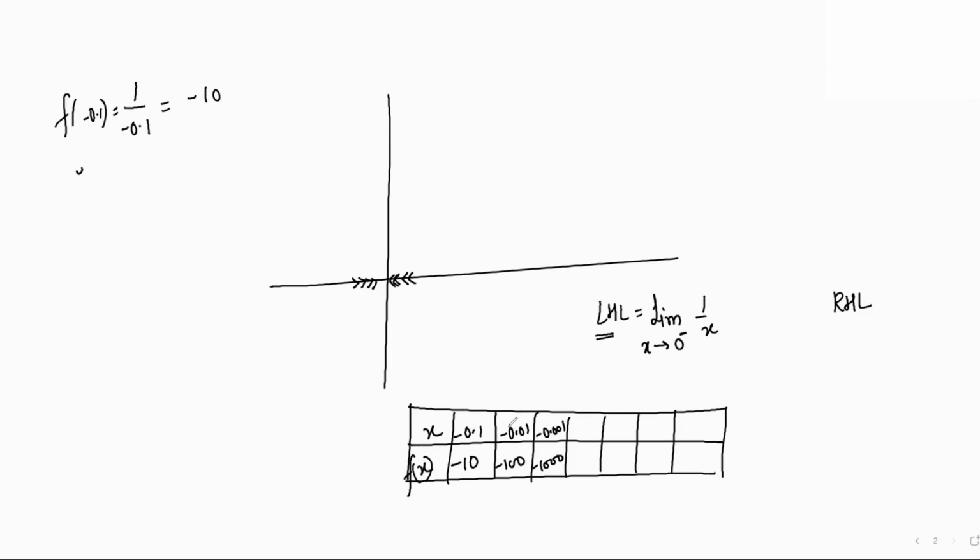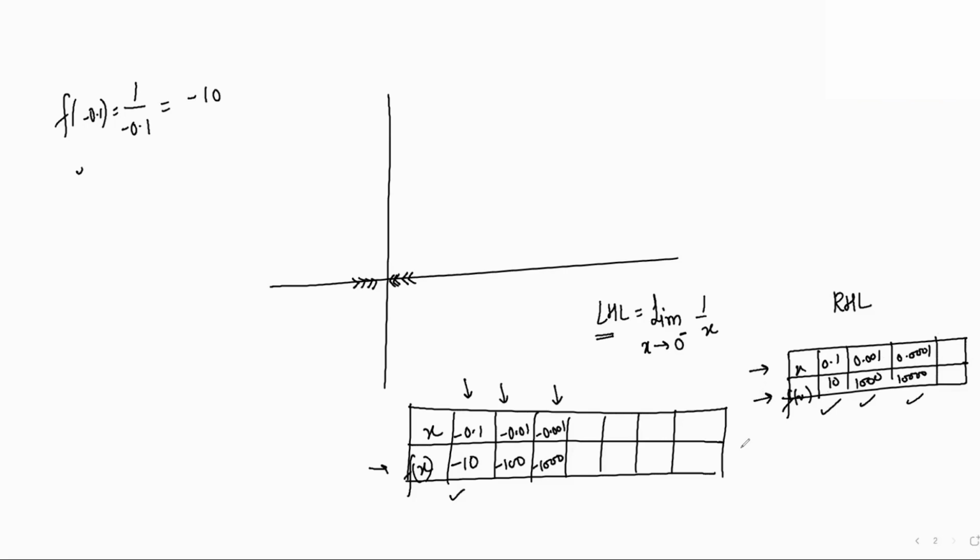So what is happening here? As we decrease the magnitude of x, the output keeps growing. Same way, for the right hand limit, let me take 0.1. The answer is 10. Let me take 0.001, the output along the y-axis is 1000. Taking a still smaller value, the output is 10,000. Again, as we are decreasing the value of x, the output is increasing.